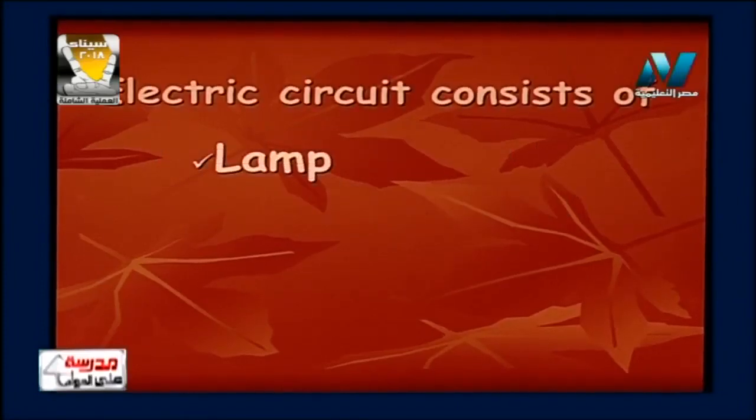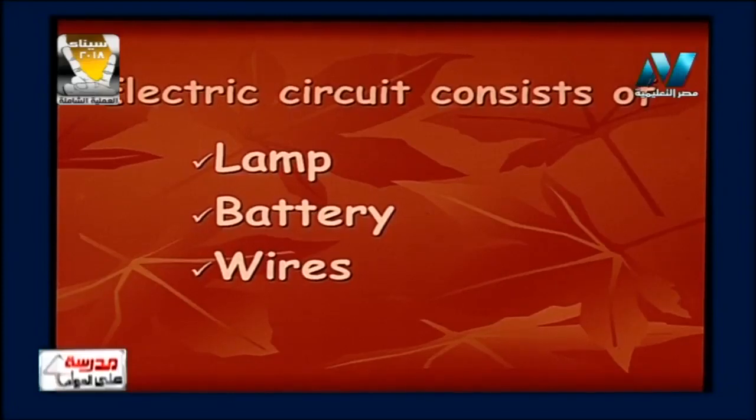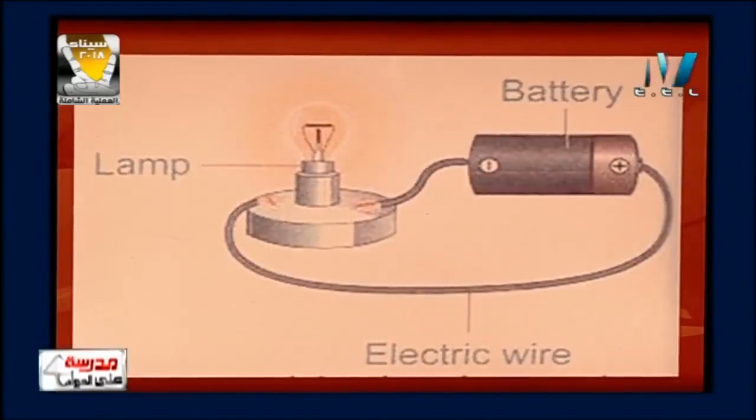Electric circuit consists of what? Consists of number one lamp, there must be a lamp or electric bulb. Number two battery. Number three wires. And at last maybe a switch, it may be there a switch or key, not necessarily required, but it may be present. So the electric circuit consists of three main components which are lamp, battery and also wires, and maybe there is something we call a key or switch. So that's the image of the electric circuit which contains the battery and the lamp and also electric wire. Again, the electric circuit consists of what? Consists of lamp, battery and also electric wires.